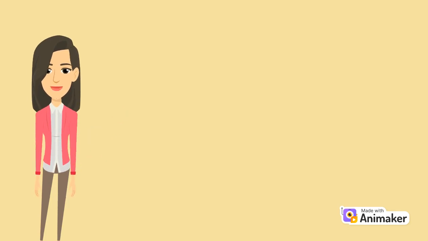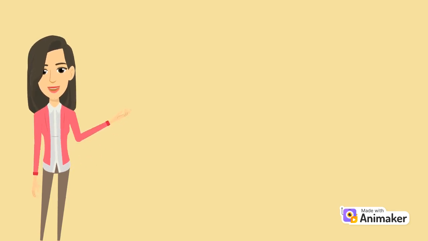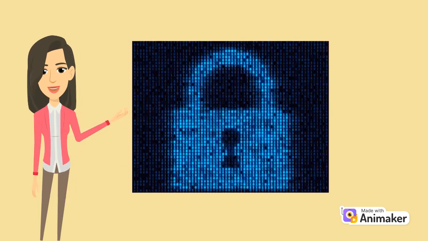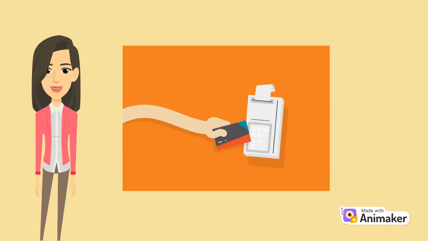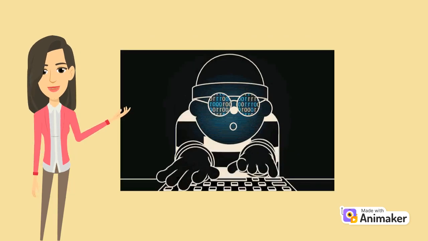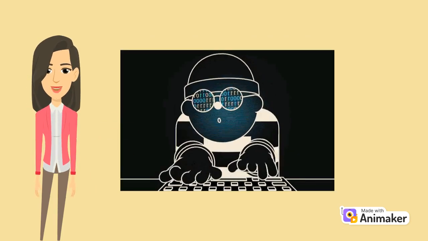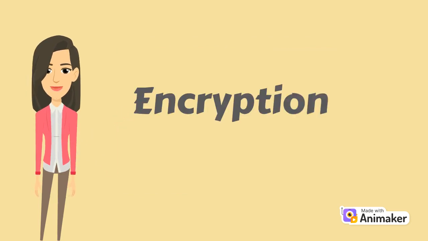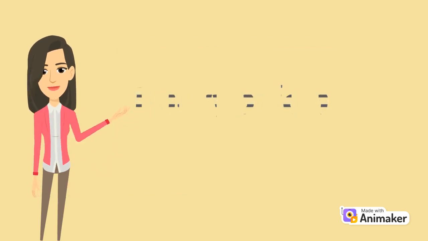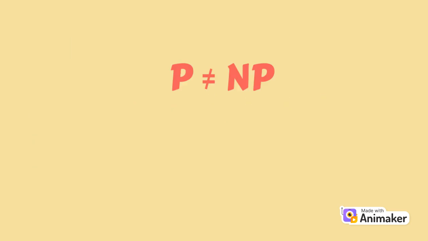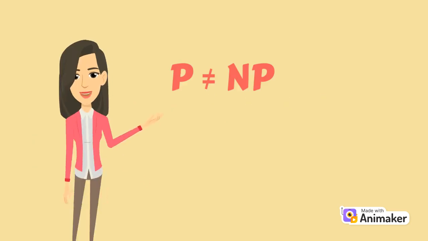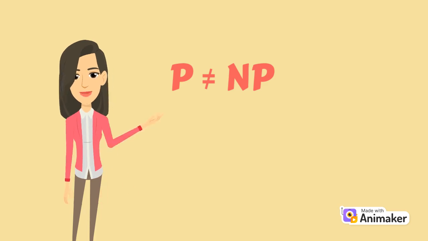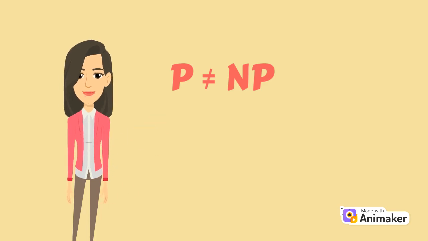If P is equal to NP, there would also be downsides. The passwords that secure our bank accounts, emails, and personal information online will be at risk, since they rely on encryption, which is built on the idea of P not being equal to NP. People believe that P is not equal to NP, but no one has ever proven it yet.